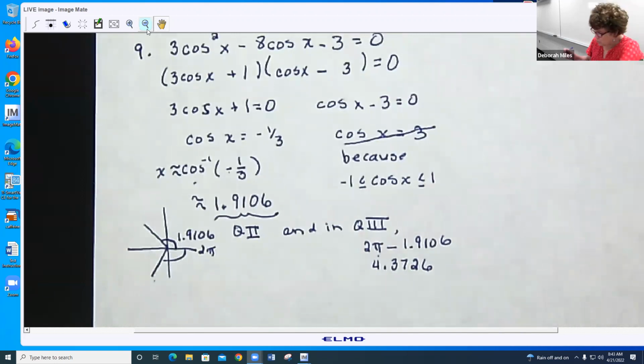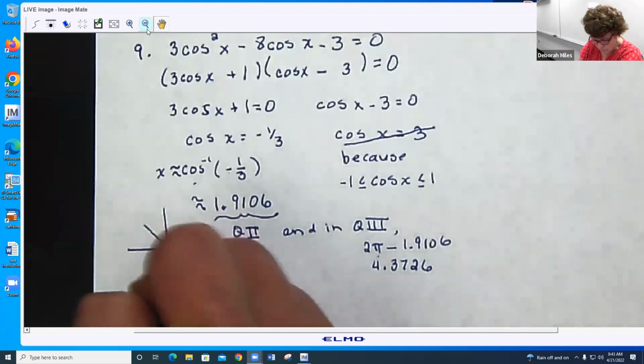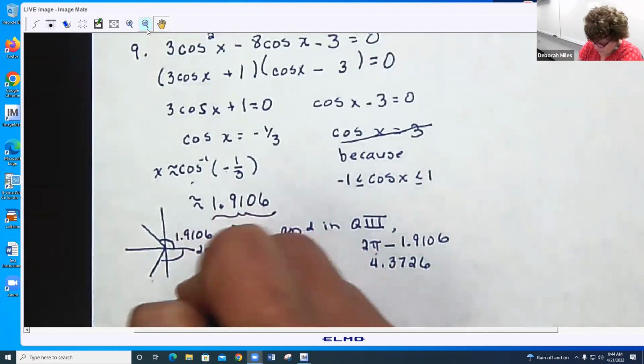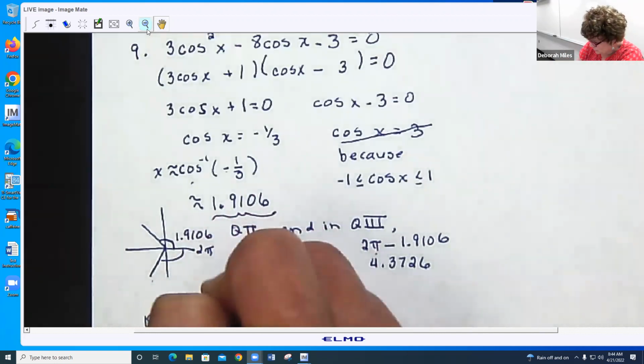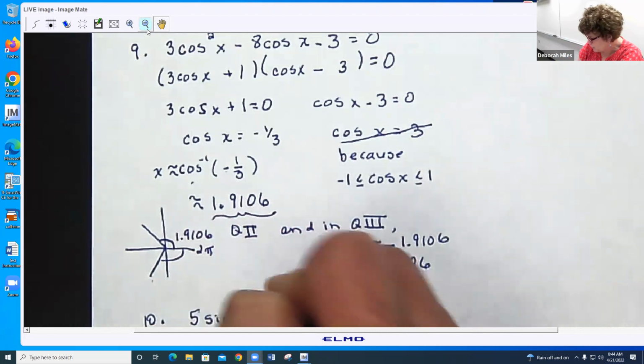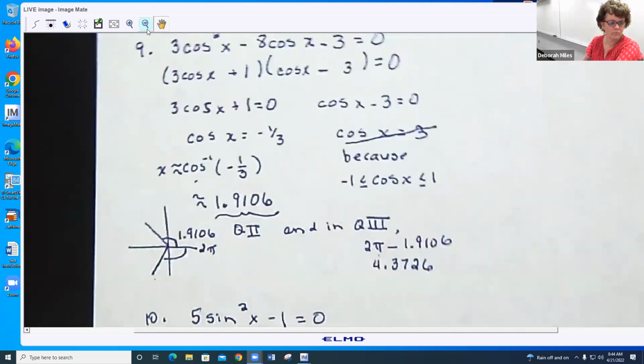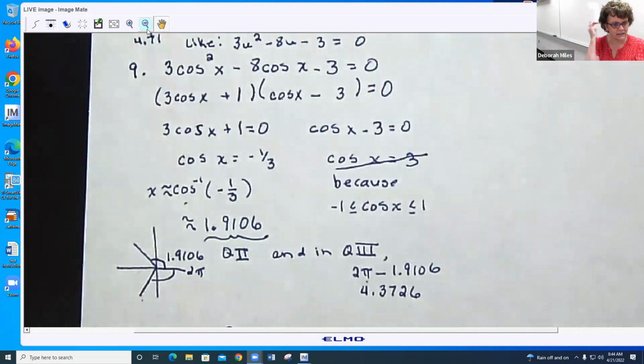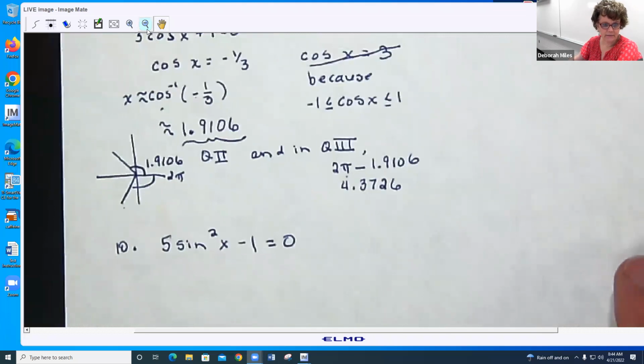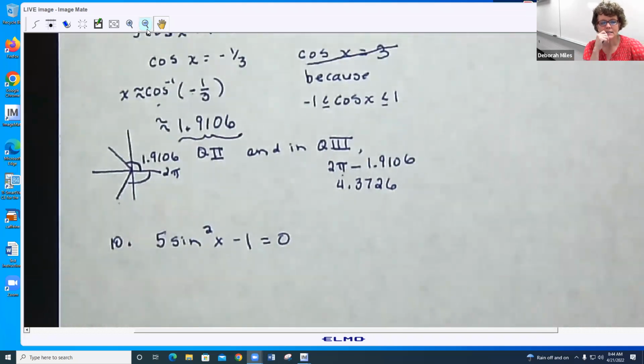All right, let's do one more of those. Number 10, 5 sine squared x minus 1 equals 0. Now, actually, I should have asked, does anybody have a question on 9 before we continue? All right. Then number 10, tell me the first 2 things you think I should do to solve that equation.